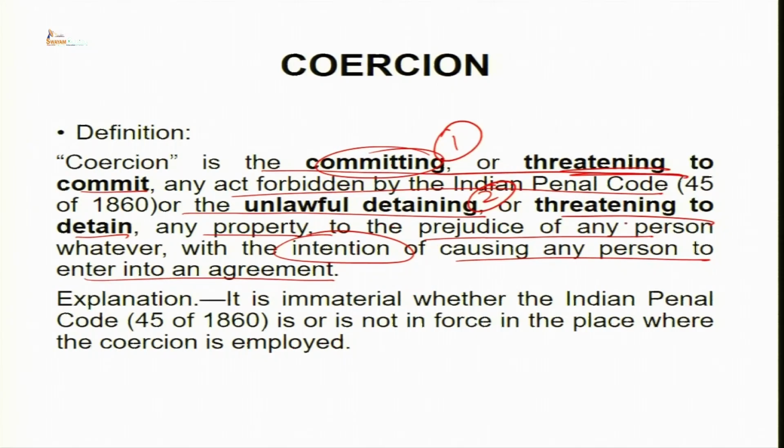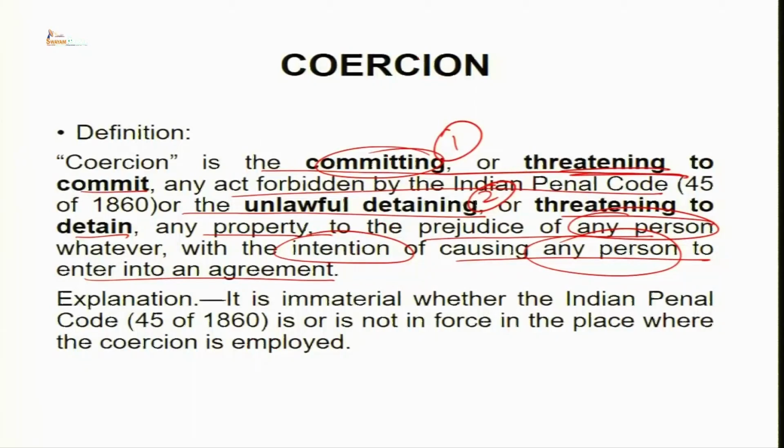Now you are seeing here that it says any person, any person. So what is the significance of this any person? If we are talking about contract, we should talk about two parties, one party or the other party. What do we mean by any person here? We would be getting to this point in one of our later slides.